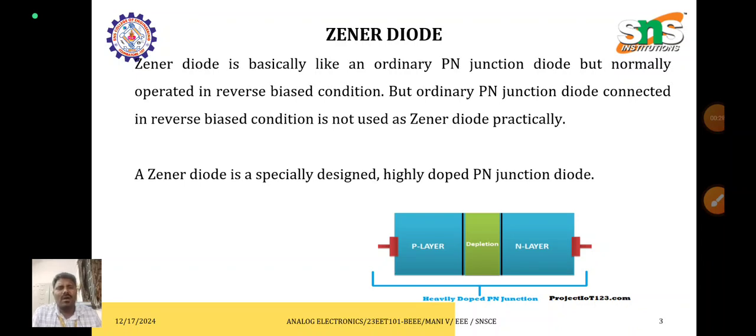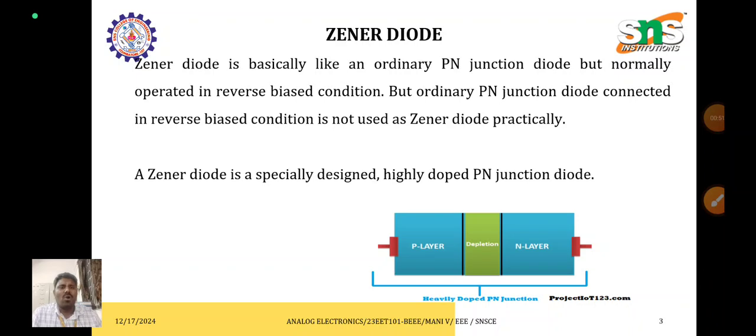The ordinary diode operates only in the forward bias condition. It does not conduct in the reverse bias condition. But the Zener diode is specially made to operate in reverse bias conditions. Then what is the difference between these two?